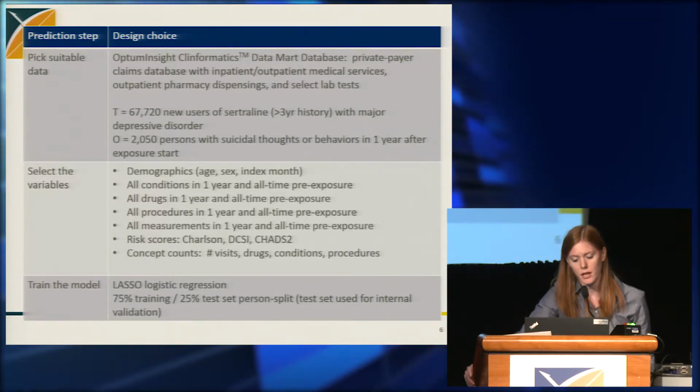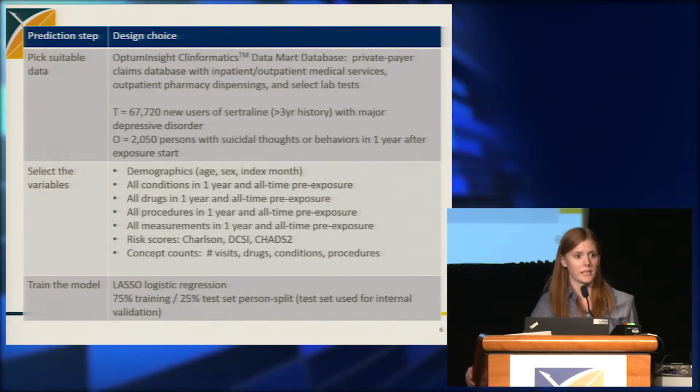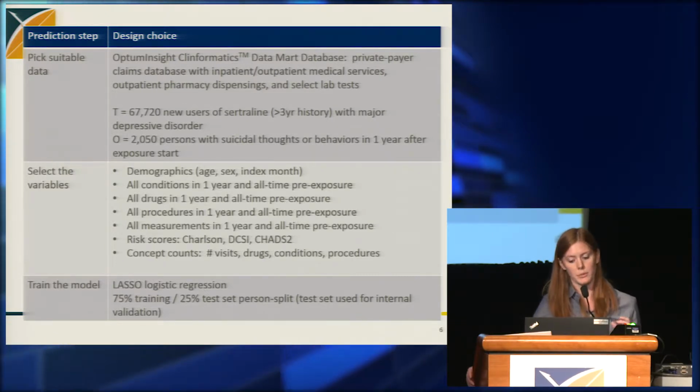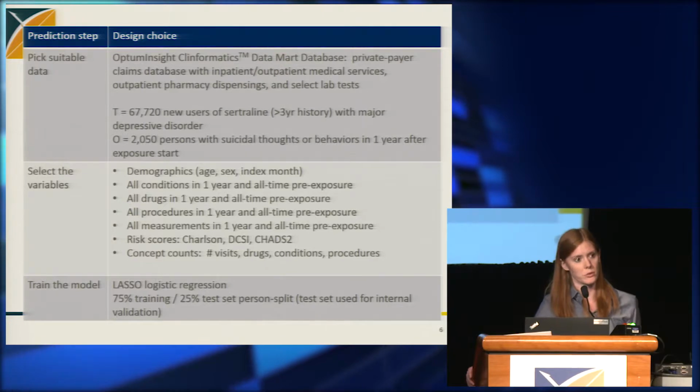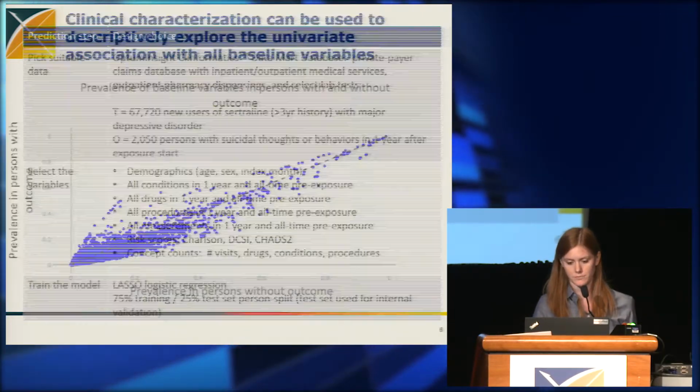We chose a lasso logistic regression model, and we use 75% of the data to learn the model, and then we validate the model internally on the remaining 25% of the data. So we'll look at what the prediction of the model on that 25% of the data compares to the actual ground truth. And this tells us how good our model will actually do.